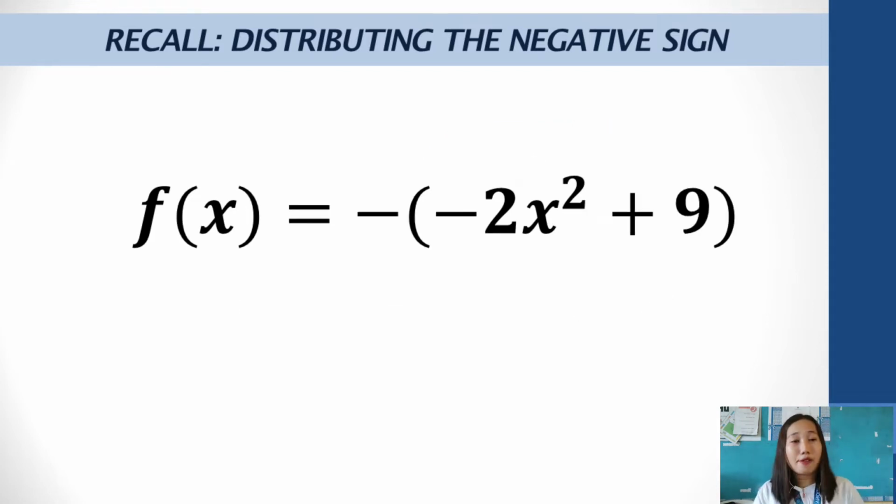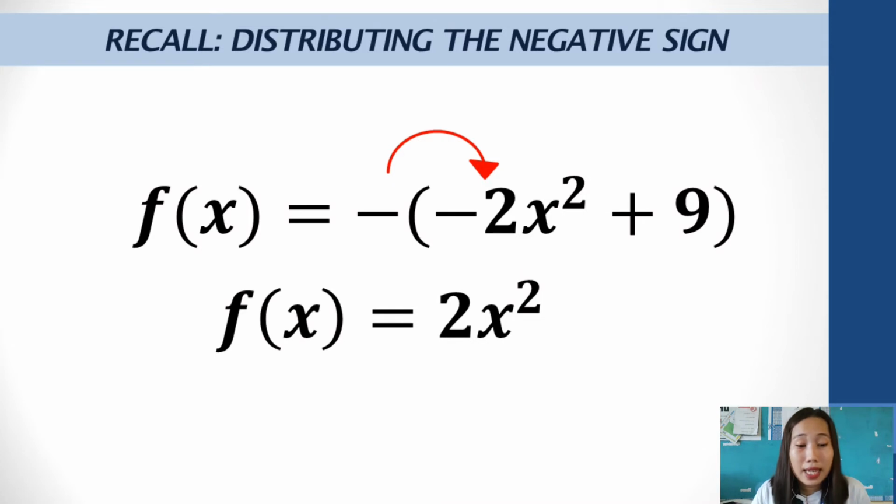Next example, f of x equals negative quantity, negative 2x squared plus 9. Si negative sign ay i-multiply muna natin kay negative 2x squared. So, negative times negative, magiging positive 2x squared na siya. Negative times positive 9, magiging negative 9.